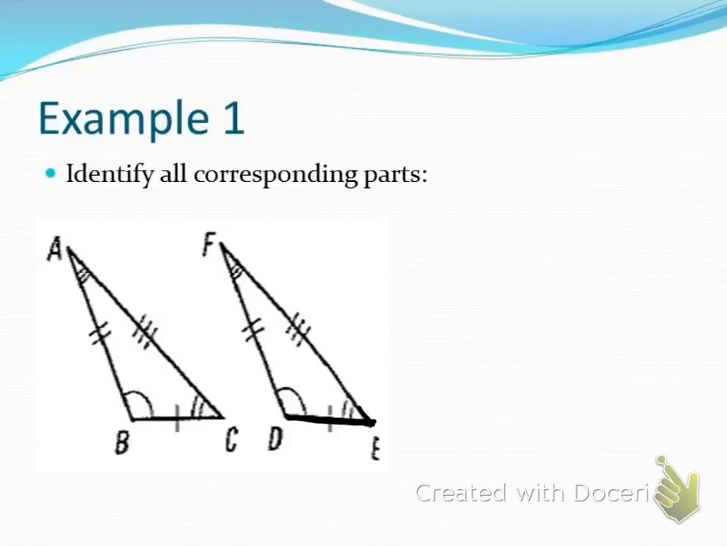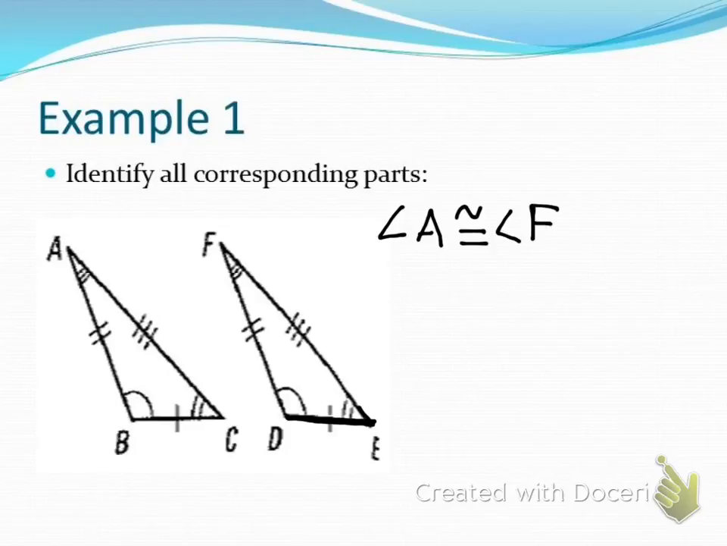And the directions for this one say identify all the corresponding parts. Whenever the directions say identify all the corresponding parts, you will have 3 corresponding angle pairs and 3 corresponding side pairs. So 6 total corresponding parts. We'll do the angles first. Angle A is congruent to which angle?